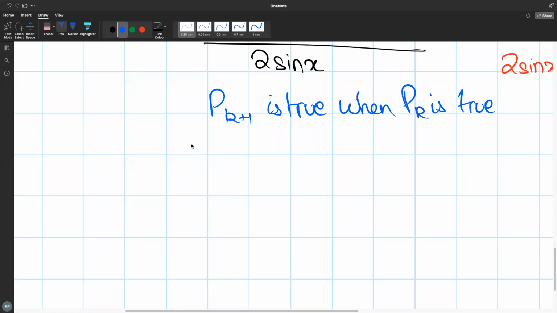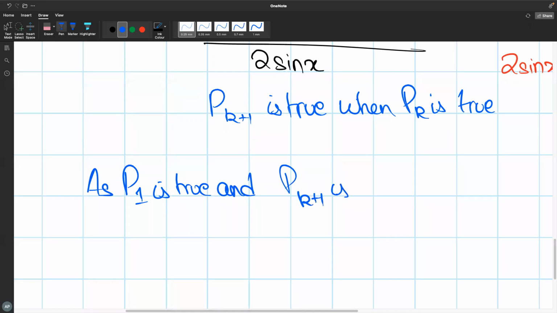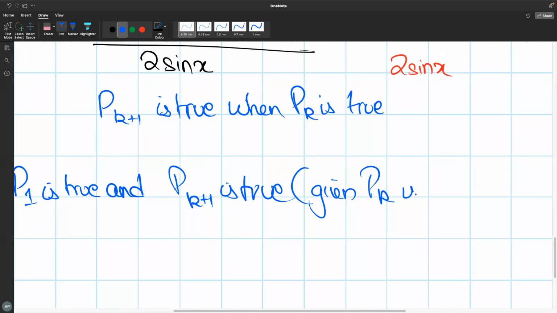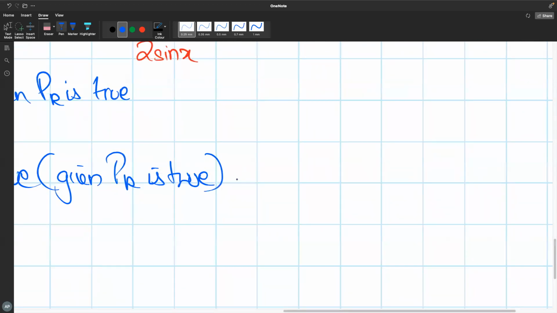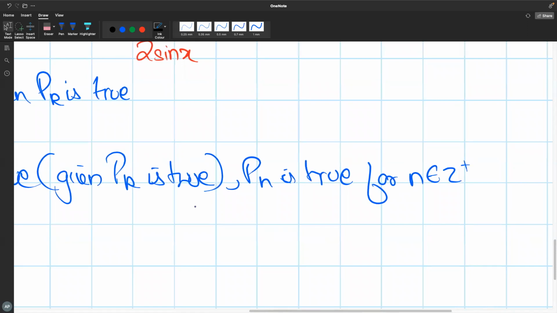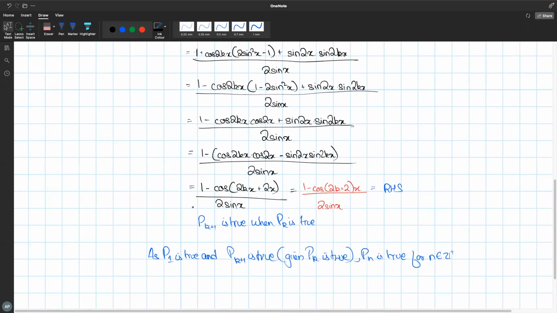Now we have to give a final statement that sums up what we have done. As p of 1 is true and p of k plus 1 is true given p of k is true, we have to mention that because without it p of k plus 1 cannot be proven. So as p of 1 is true and p of k is true, p of n is true for n belonging to the positive integers, and that is how you solve that question.